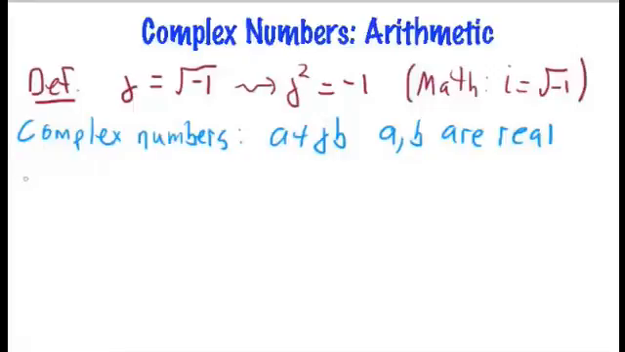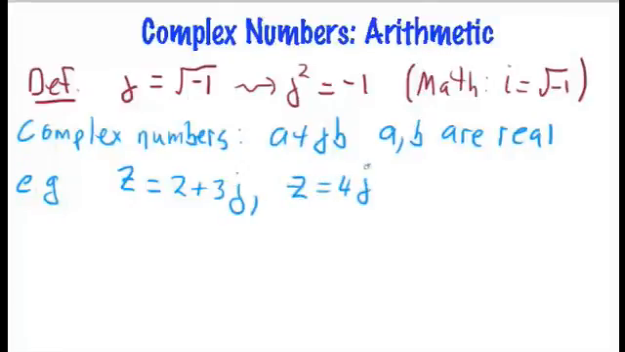Let's do some examples, e.g., I'll use the letter Z to stand for a complex number. Z equals 2 plus 3J. Or here's another example, Z equals 4J. Or another example, Z equals 3, which I'll point out is exactly the same as 3 plus 0 times J.